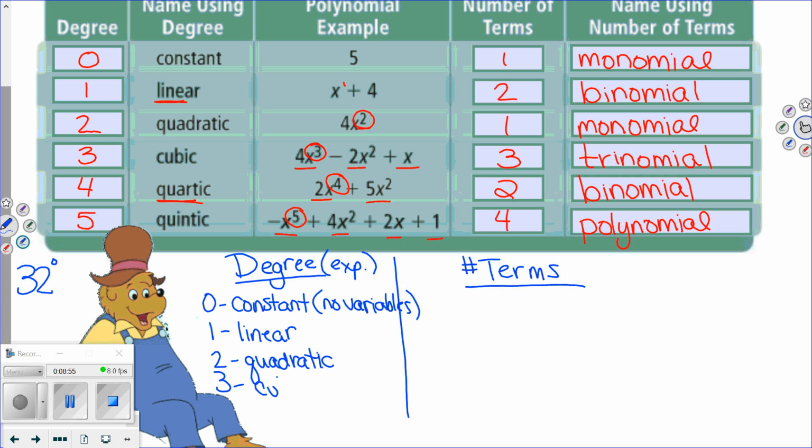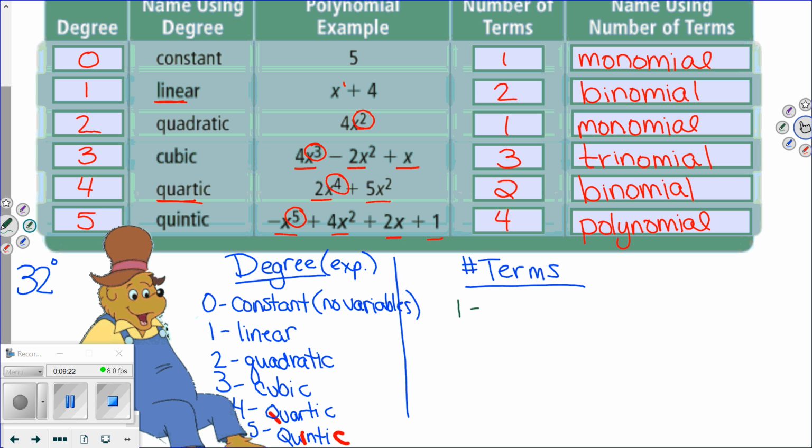3 is cubic. Degree of 4 is quartic. And 5 is quintic. I will not require you to list any fancy names, anything beyond that. So if it was 6, you just tell me it was a 6th degree. Okay, anything higher.